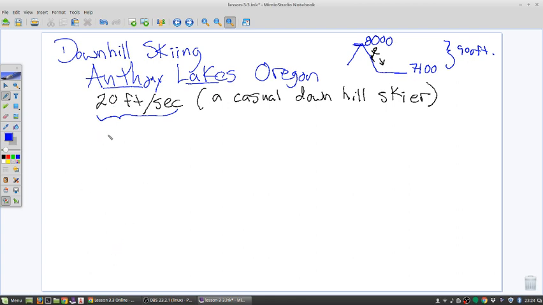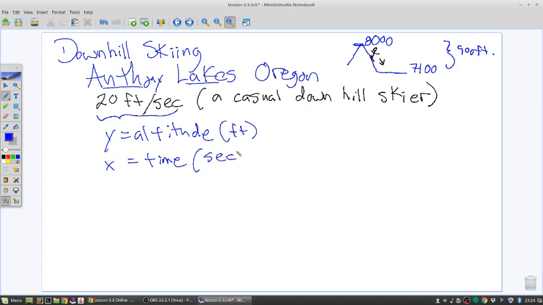So if I wanted to take a look at my altitude when skiing over time, and I measure the altitude in feet and the time in seconds, because that was the speed I was given, then I can come up with a linear equation for that, y equals mx plus b. So my altitude y is going to depend on a couple of things. Again, my rate of skiing.